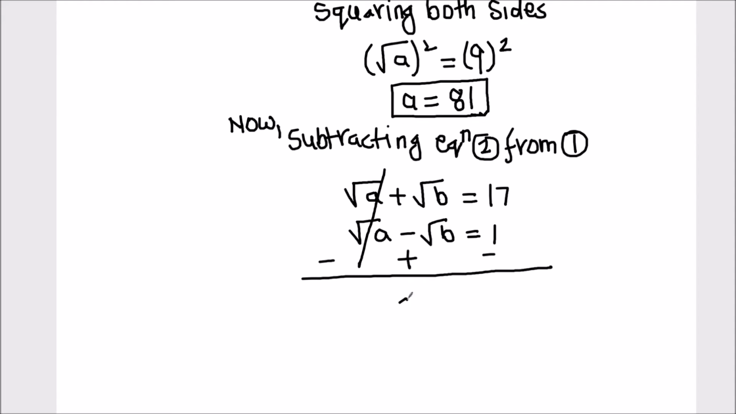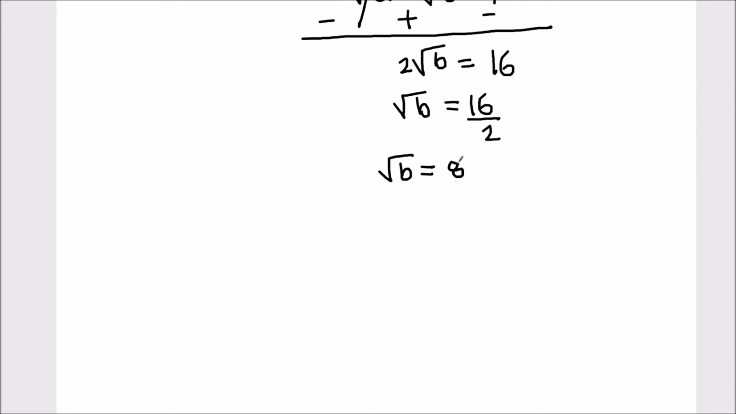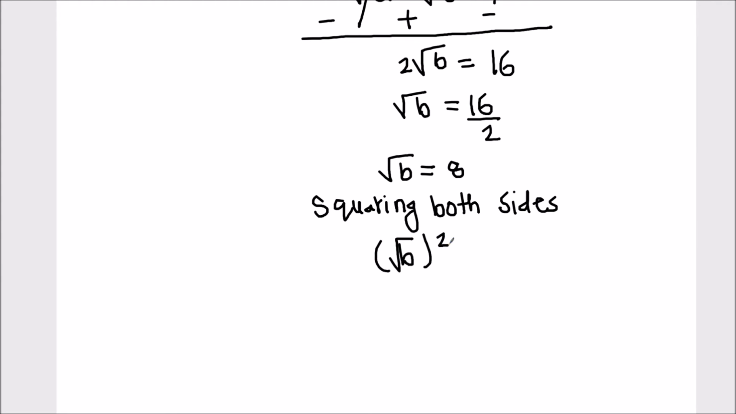And root b plus root b will be 2 root b or 2 square root of b equals 17 minus 1 is 16. Or we can say that root b equals 16 upon 2 or square root of b equals 8. To find the value of b, we'll square both the sides, squaring both sides. So we have square root of b whole square equals 8 square or b equals 64. 8 times 8 is 64. So the value of b is 64.